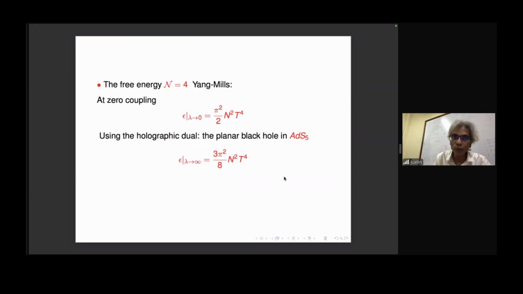Here's a more familiar one, N equals 4 Yang-Mills. At weak coupling, we know how to figure out the thermodynamics because it's a free theory and it goes as N squared. Of course, there is a prefactor which can be fixed by studying free gases. But at the holographic dual, at strong coupling, there is a difference of a factor in between, and this, of course, still hasn't been explained.